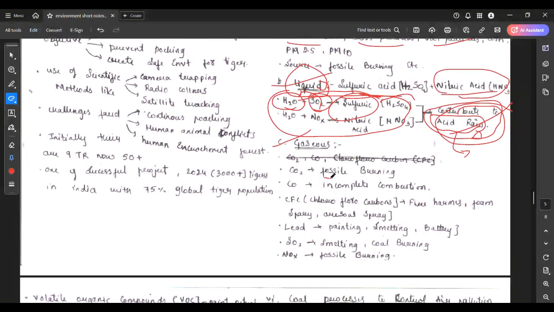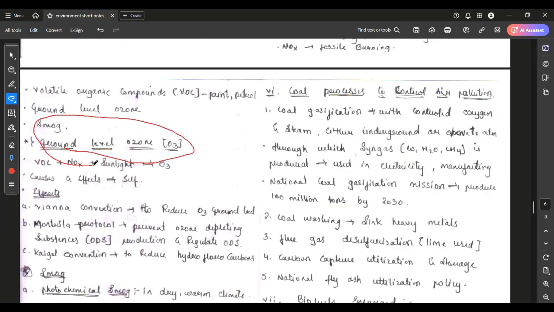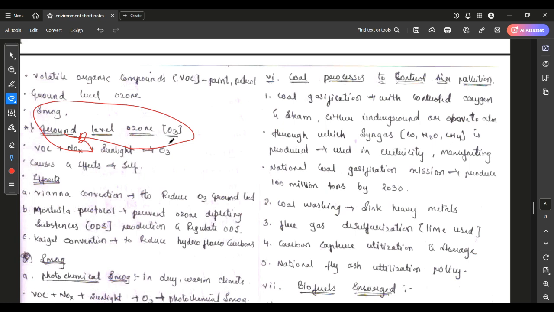Okay, you can see here the gaseous cycle also, from where these gaseous pollutants will emerge into the ecosystem. That also I have written here. CO2 emerges from fossil fuel burning. Like that, I provided each and everything. See, ground level ozone is a major problem. You can see it in Delhi.